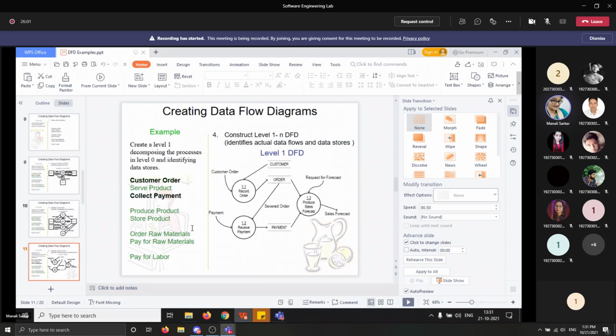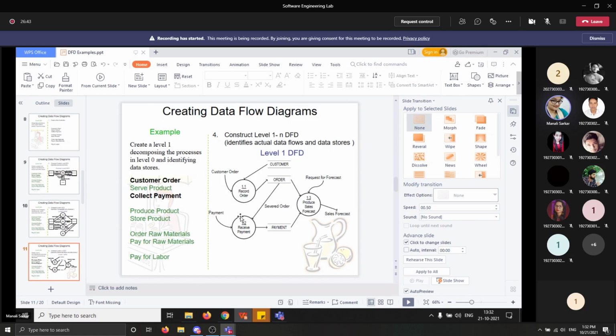Next is level 1. Here we create a level 1 decomposing the processes in level 0 and identifying the data stores. So again, we are decomposing level 0 and identifying. See here, customer order and collect payment. The customer is giving an order. This is level 1, so it gives 1.1, 1.2, 1.3 in this way. So it is giving the subdivisions.